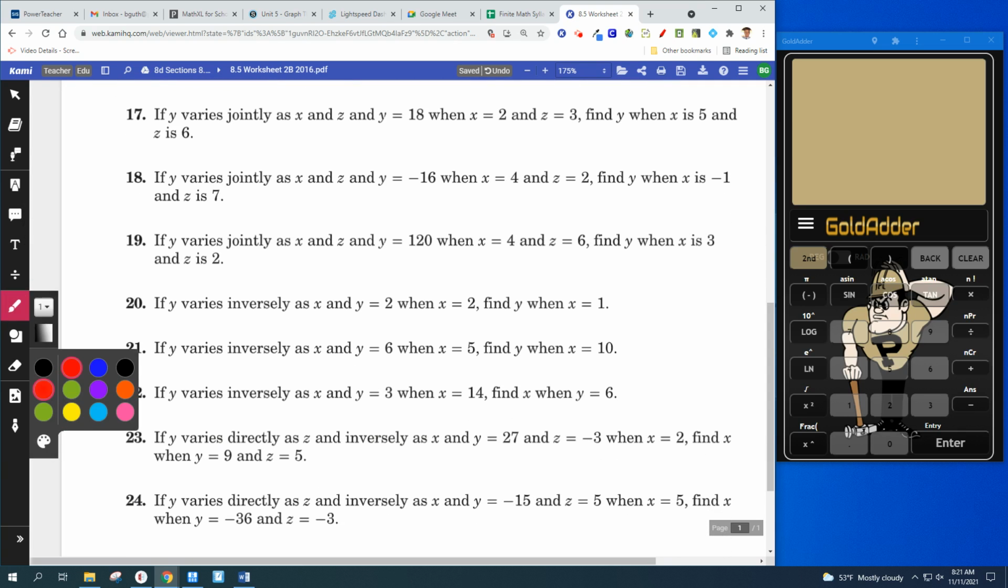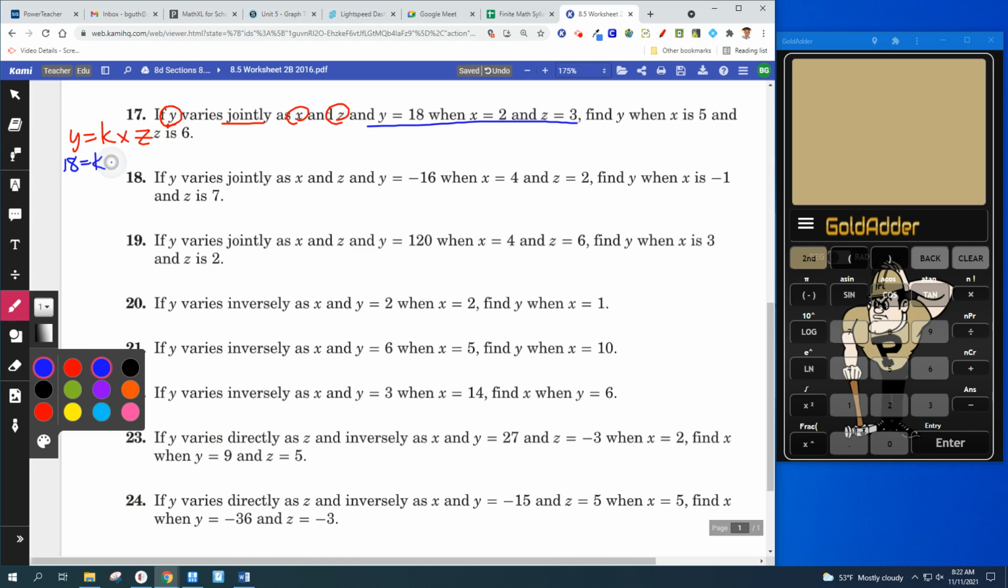So this time number 17 says jointly. Go back up and look what jointly means. Jointly is going to be more than one multiplication. You've got to pay attention to the way they word it, though. Y varies jointly as x and z is telling me y equals kxz. They could possibly mix the numbers up on you, so you've got to pay attention to the order that they write them. So step 1, write the formula. Done. Step 2, plug in the numbers. They give me all these numbers right here to find that k value.